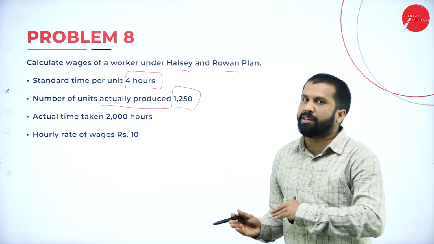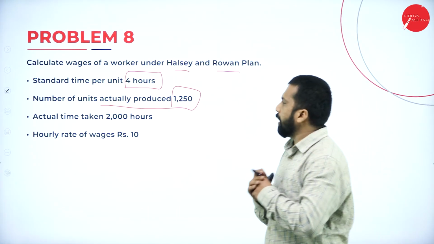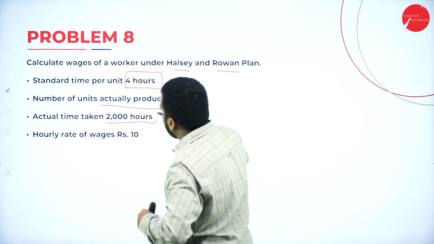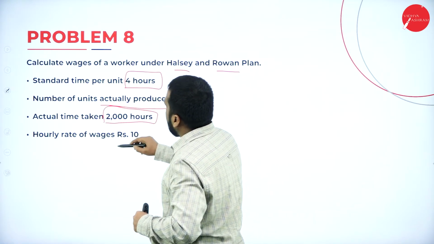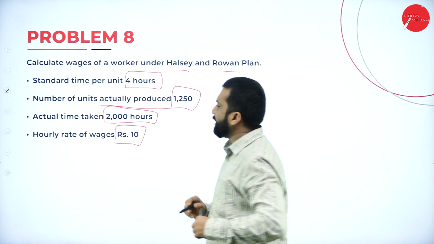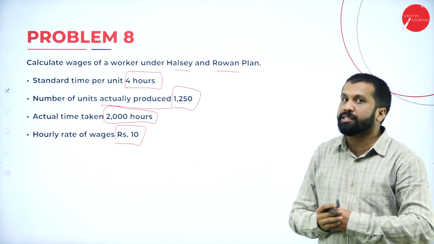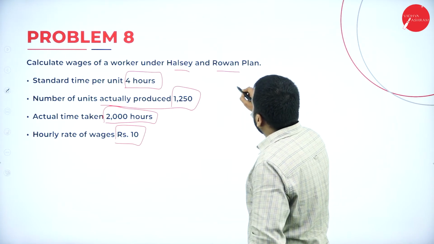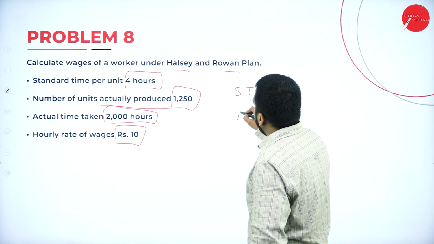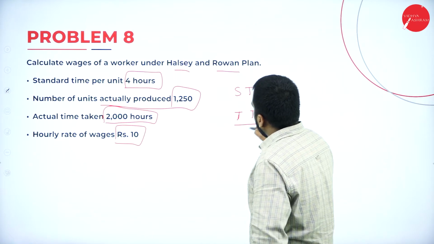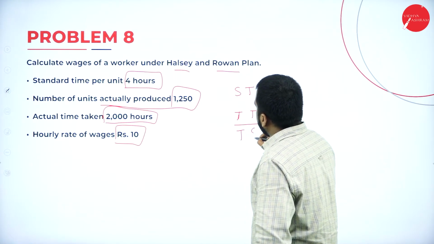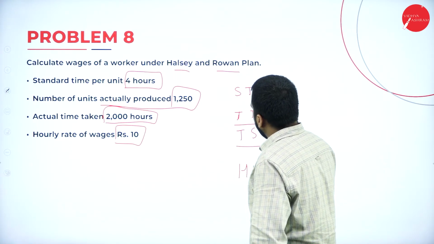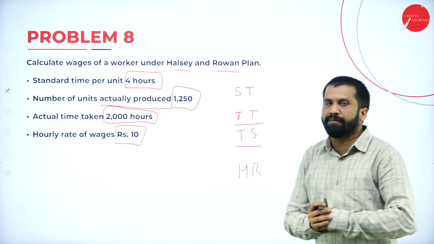It is almost similar to your previous problem. Now, actual time taken is 2000 hours. Hourly rate is 10 rupees. These are the information available. Now, we'll go with standard time and time taken, and you will get time saved. Finally, the hourly rate.